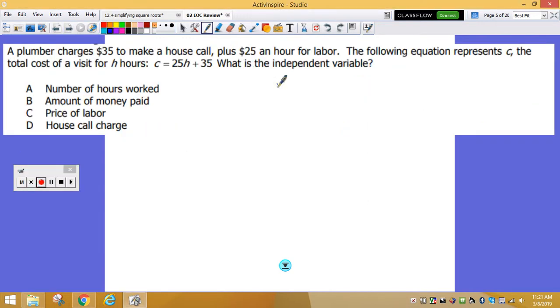All right, let's look at this. The question says, what is the independent variable? So I want the letter that's in the equation. Well, h is in the equation. So what does h mean? H means hours, how many hours they worked. So for this one, we would put a.